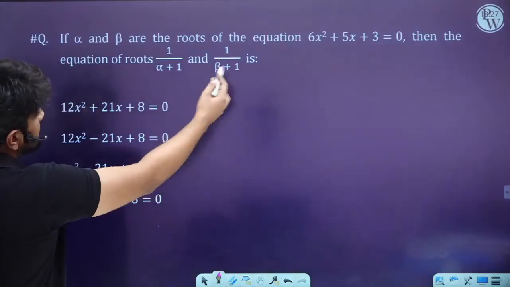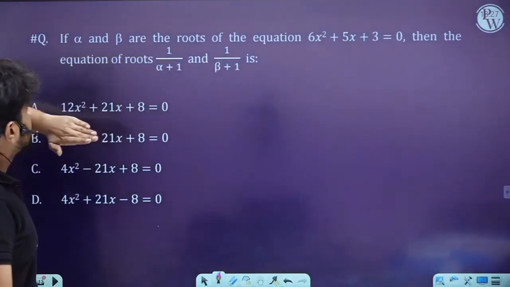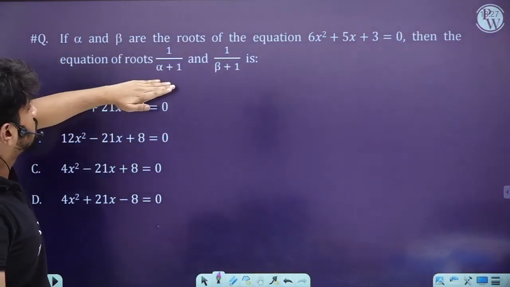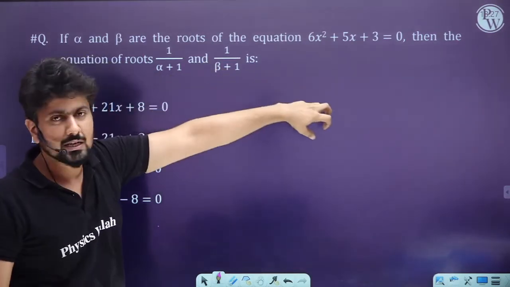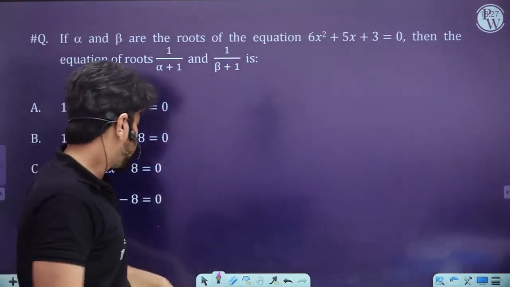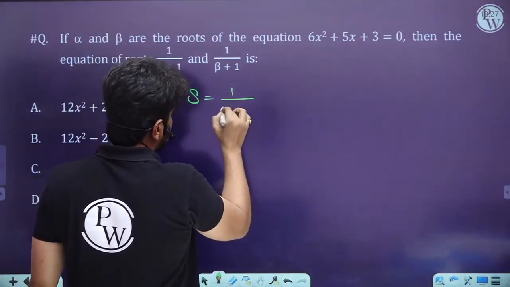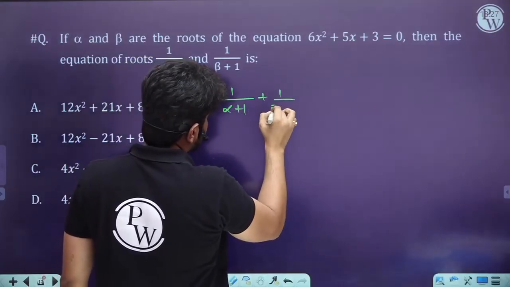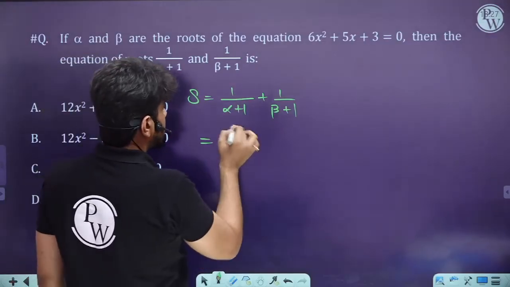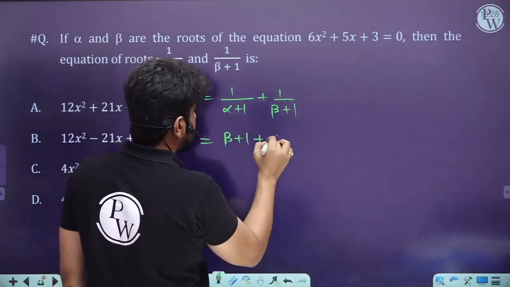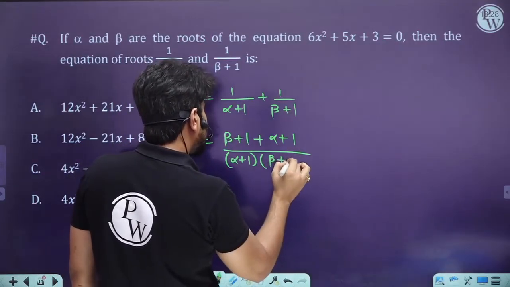If alpha and beta are the roots of this equation, 6x square plus 5x plus 3 is equal to 0, then find the equation whose roots are 1 upon alpha plus 1 and 1 upon beta plus 1. We want to make an equation again whose roots are this. Okay, so first of all, get the value for the sum of the roots, which is 1 upon alpha plus 1 plus 1 upon beta plus 1. Get their value. Okay, take an LCM. So here you get beta plus 1 plus alpha plus 1 upon alpha plus 1 multiplied by beta plus 1.